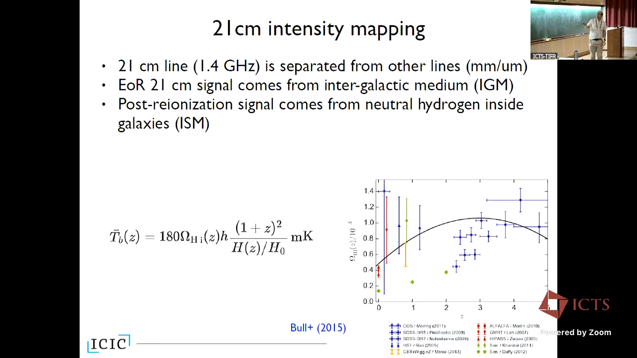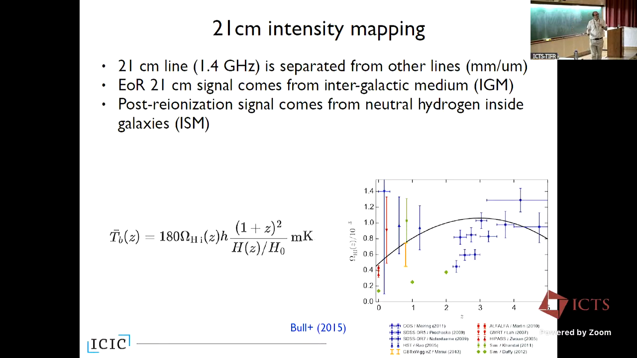So when you talk about the epoch of reionization 21 centimeter signal, that's coming from the neutral hydrogen in the space between galaxies. I think you'll have seen in the numerical simulations the ionized bubbles around the galaxies. And so you're not seeing the region where the galaxies are, you're seeing the gas far away from that.